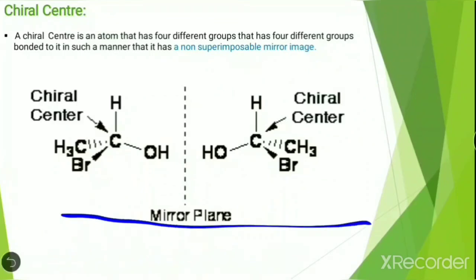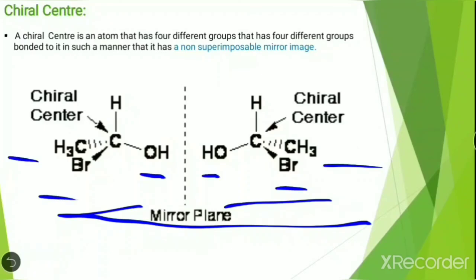You can see this is the carbon atom, and both the isomers are mirror images of each other. You can see OH, OH, Br, Br, CH3, CH3. But when we superimpose one on the other, the OH comes on this side and CH3 and Br will come on this side. So it is non-superimposable. And the compound with 4 different groups is known as a chiral center.